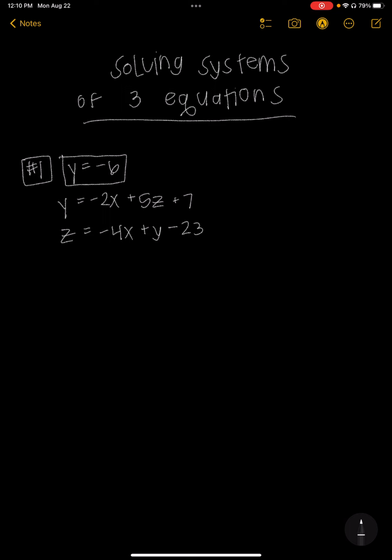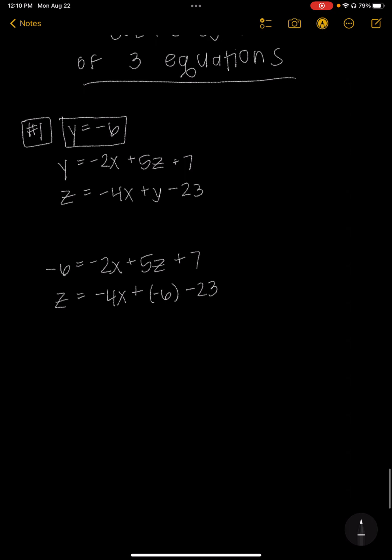For y, I'm going to just rewrite the second equation, but replace the y with negative 6. So it's going to say negative 6 equals negative 2x plus 5z plus 7. And then the third equation will be z is equal to negative 4x plus, but instead of y, we know that y is negative 6, minus 23.